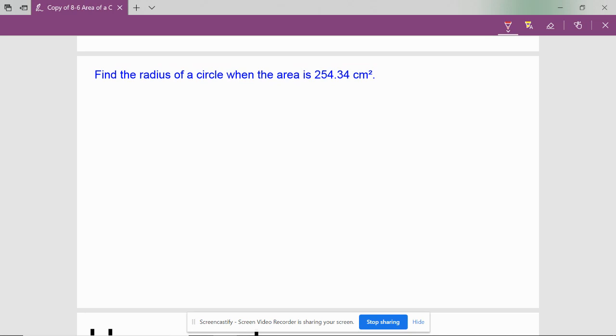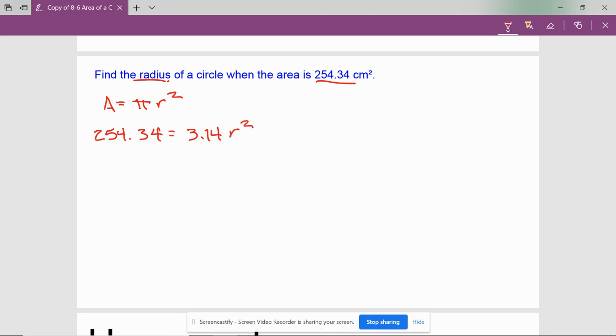So it says find the radius of a circle. So we just need to find the radius of a circle when the area is 254.34 centimeters. So remember, our formula is area equals pi times r squared. So our area is what they're giving us here. So we're going to put that in there, 254.34. It's going to be equal to, our pi is 3.14, okay, r squared.